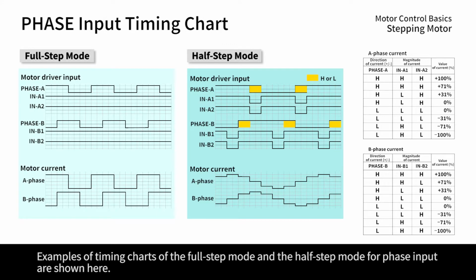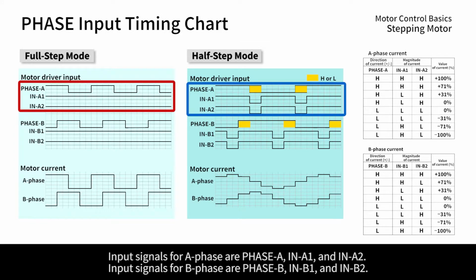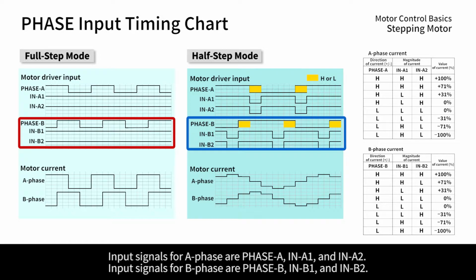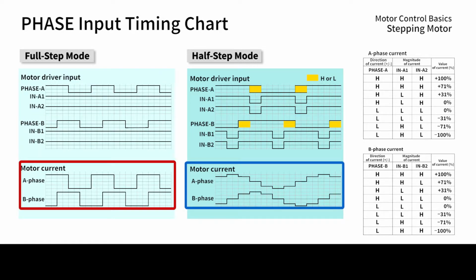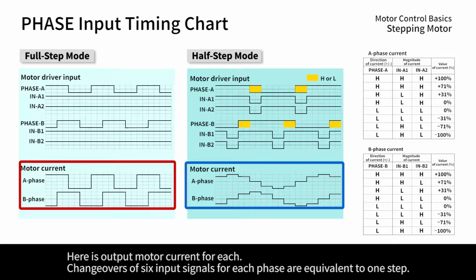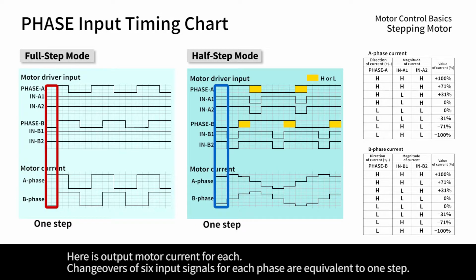Examples of timing charts of the full step mode and the half step mode for phase input are shown here. Input signals for A phase are phase A, in A1, and in A2. Input signals for B phase are phase B, in B1, and in B2. Here is output motor current for each. Changeovers of 6 input signals for each phase are equivalent to 1 step.